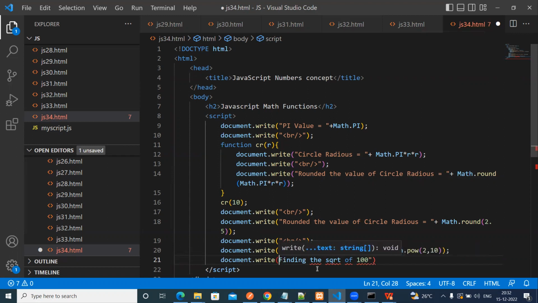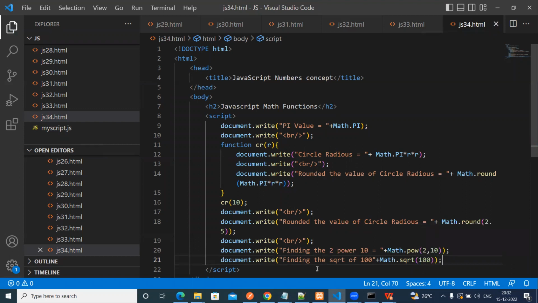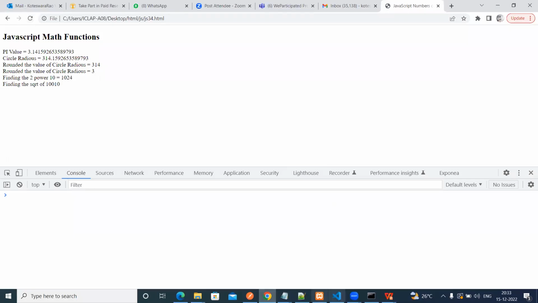Inside quotations, then place Math.sqrt for square root. Inside we can give the number 100. So what is the square root of 100? We will get 10. We get the 10.